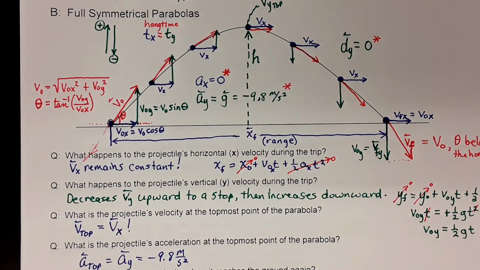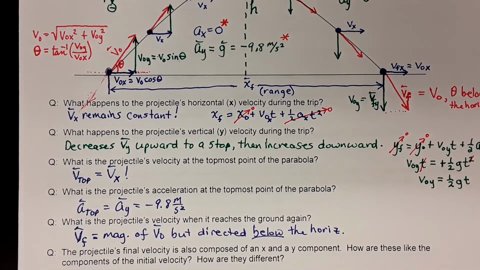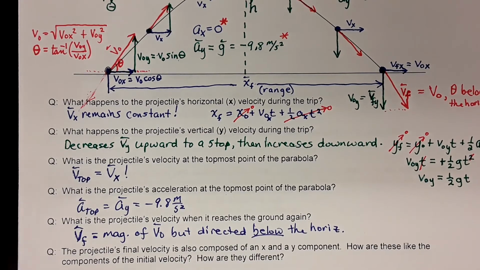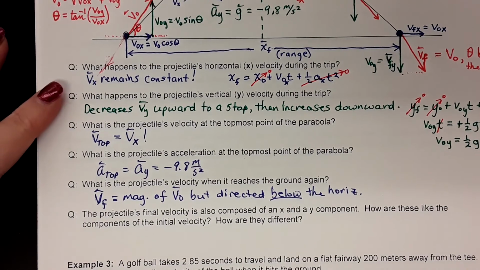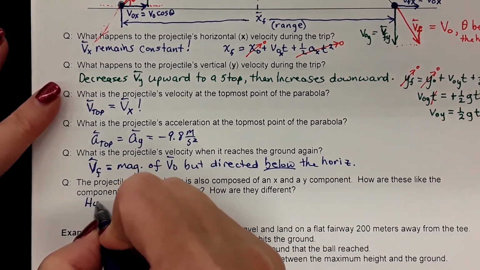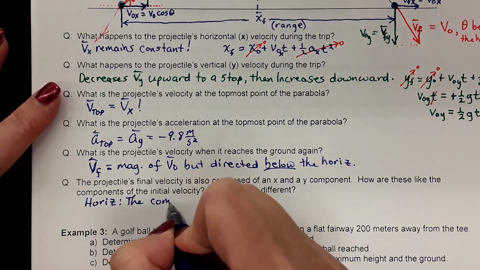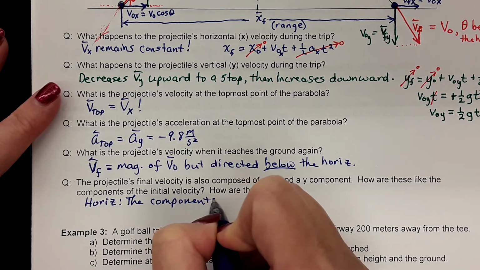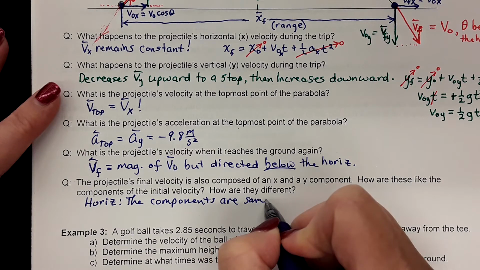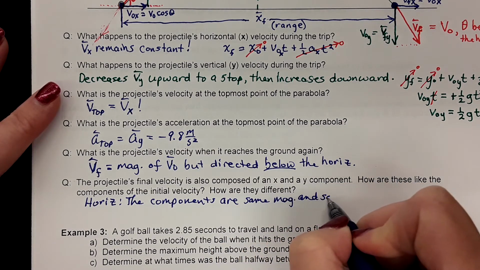Now, last question. The projectile's final velocity is also composed of an x and y component. How are these like the components of the initial velocity? How are they different? Well, we just said that. We said that horizontally, the components are the same magnitude and same direction.